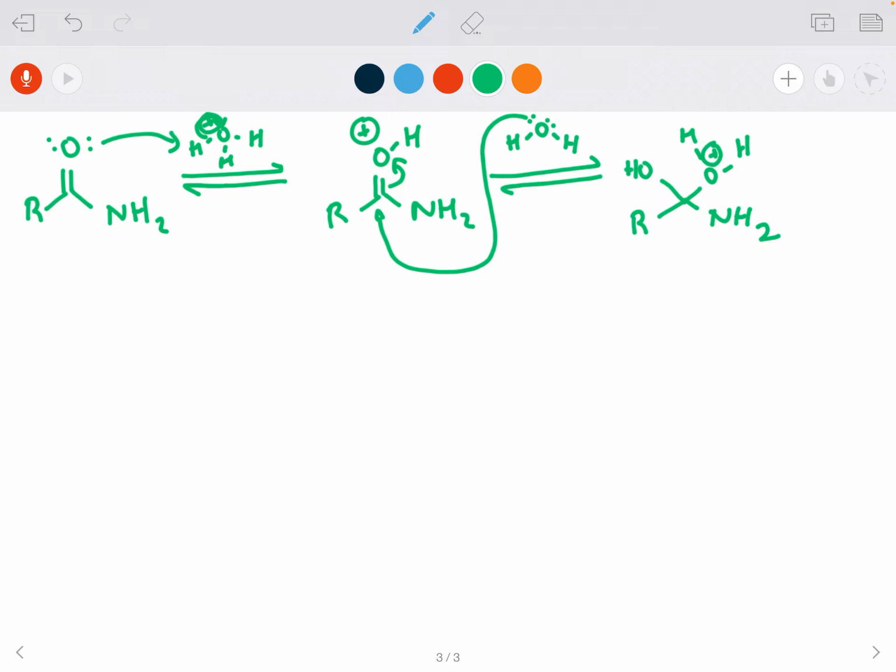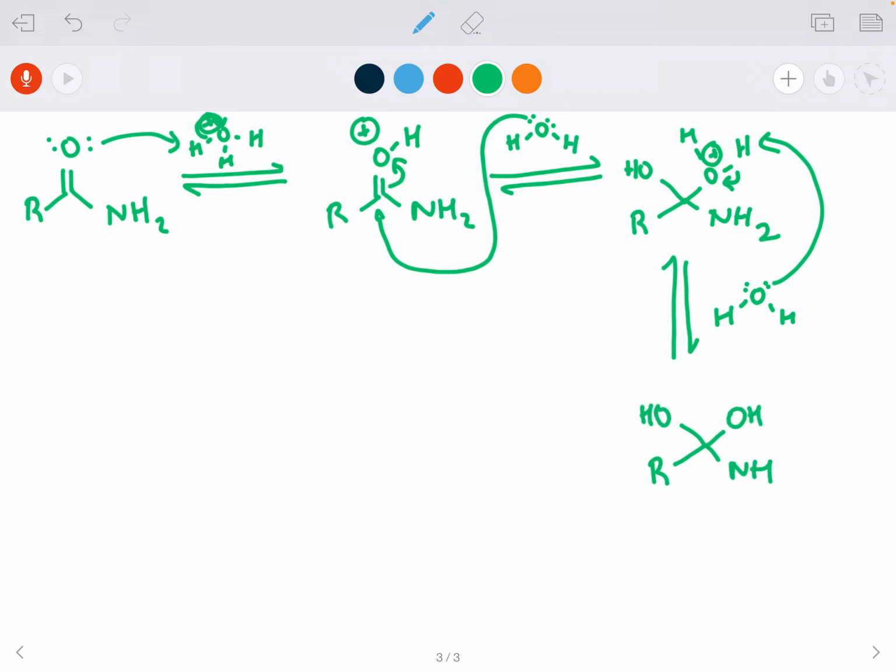Okay, next step, I need to deprotonate the water that's on the compound right now. So I'll use water to do that. So at this point, I have a diol, right? Two alcohols. I need to get rid of the NH2 group. So the best way to do that is to protonate the NH2. I can protonate with hydronium.